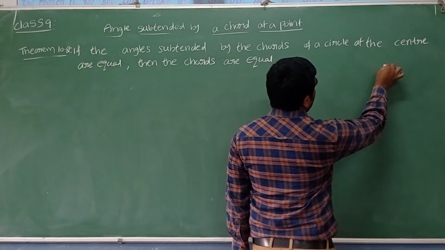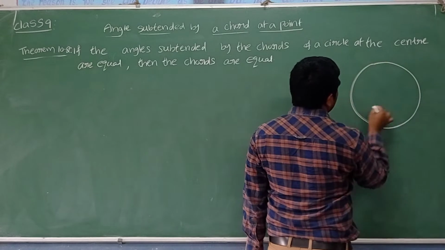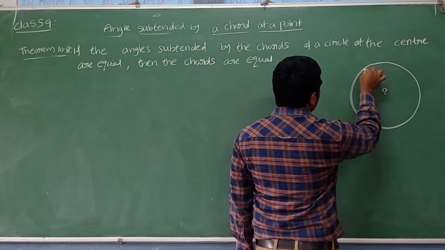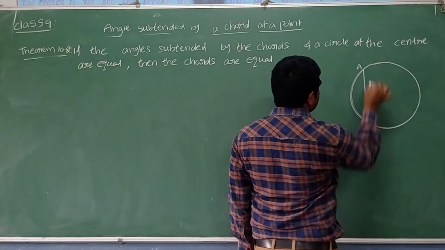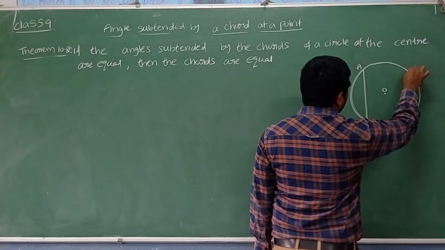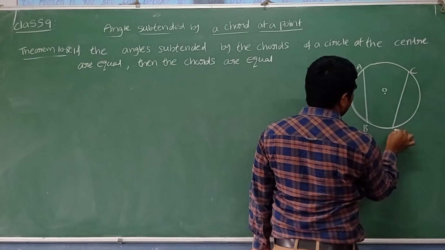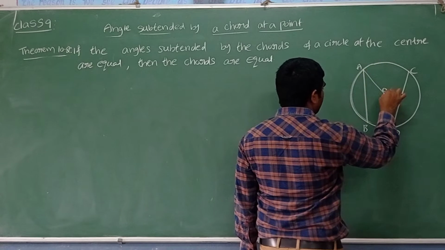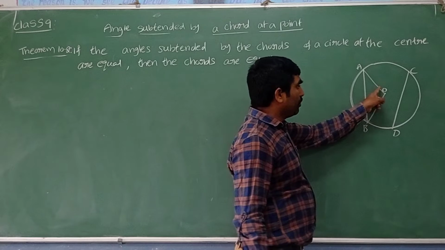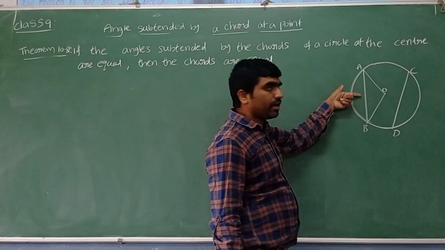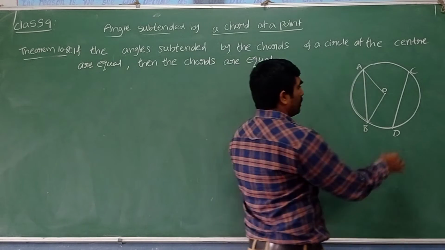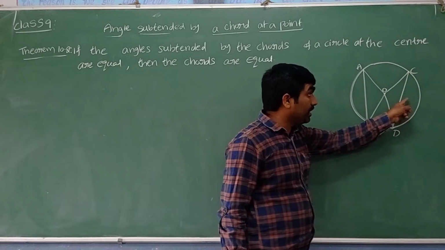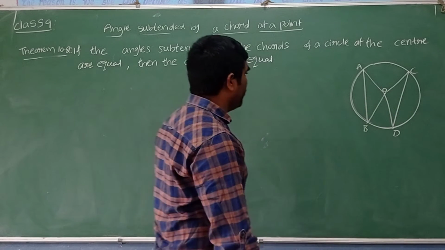See, let me take a circle. Now draw a circle with center O. We'll draw the curves. Let me take curves, one is AB and the other one is CD. Now angle AOB is the angle subtended by AB curve at center O. Now angle COD is the angle subtended by CD curve at point O.